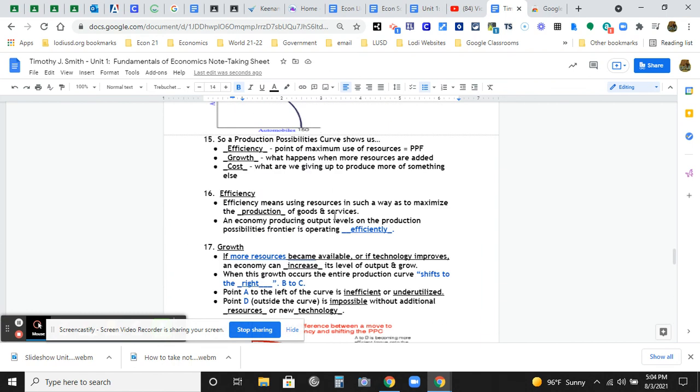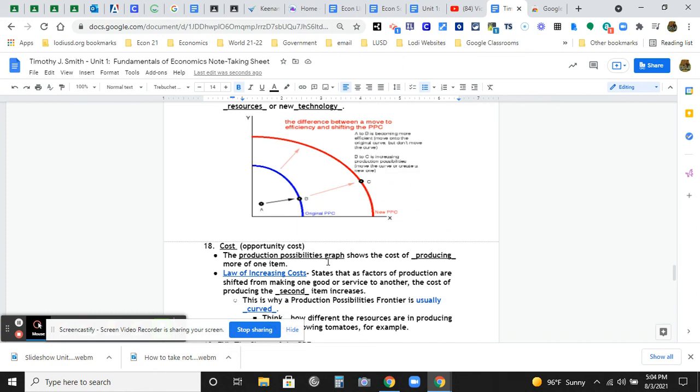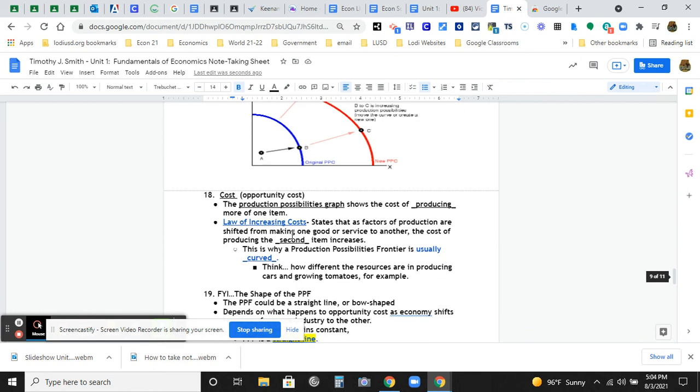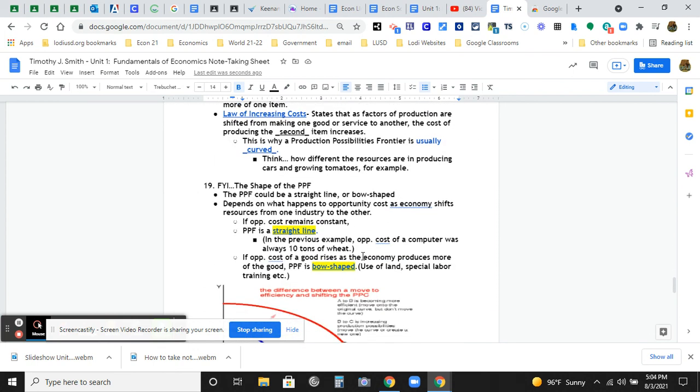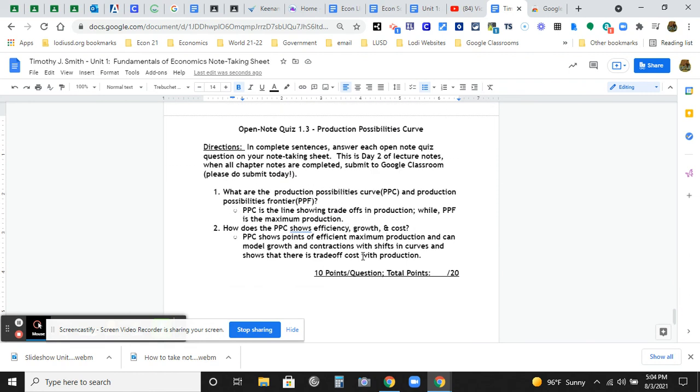Let's see if that's the kind of production I was talking about. Growth shifts to the right. Eventually, there can be shifts to the left too. We're not getting into that yet. The graph shows the cost of producing one more item. That is your law of increasing cost. That is your opportunity cost and thinking at the margin coming back in.